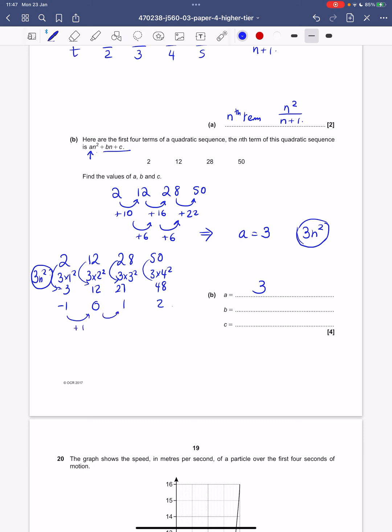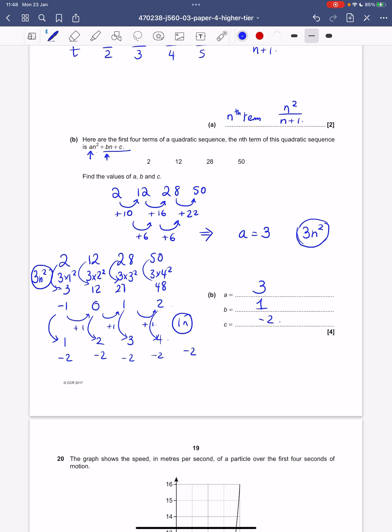So there is plus 1, plus 1, plus 1. If it's plus 1, this means that here we don't halve it. The b is actually this here, 1. Okay, so this means that bn, or 1n, is part of the sequence. And then 1n, that's 1, 2, 3, 4. So we take away the 1n: minus 1 take away 1 is minus 2, 0 take away 2, 1 take away 3, 2 take away 4. And that means that minus 2 is the constant there.